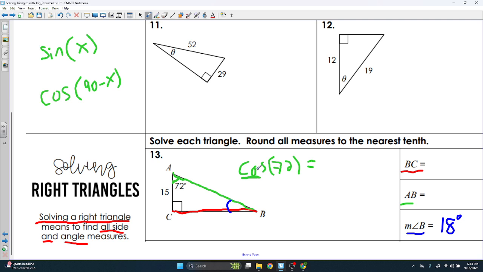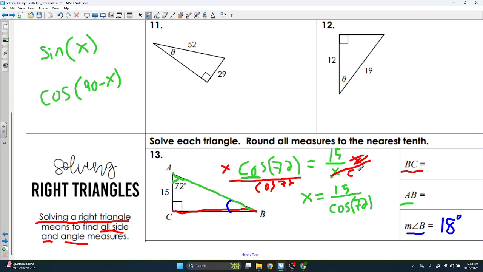So cosine of 72 is going to be adjacent over hypotenuse. And so you'll have x equals, and I've done this enough times to know that basically whenever you're in this situation, you're going to end up multiplying by x, and then you're going to end up dividing by this cosine of 72. So pretty much what's happening is these are switching places. So in other words, these just switch places. Okay, so 15 divided by cosine of 72.